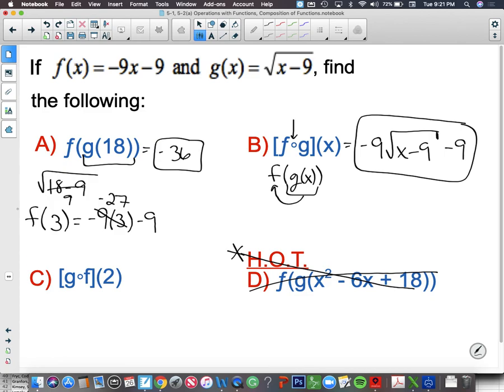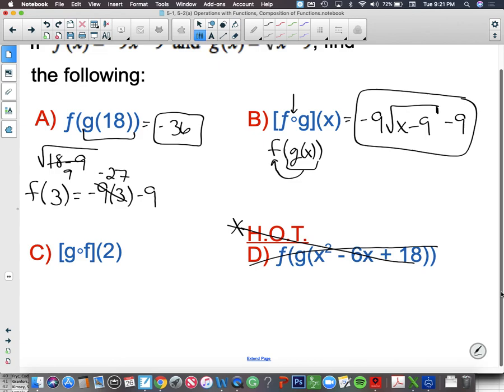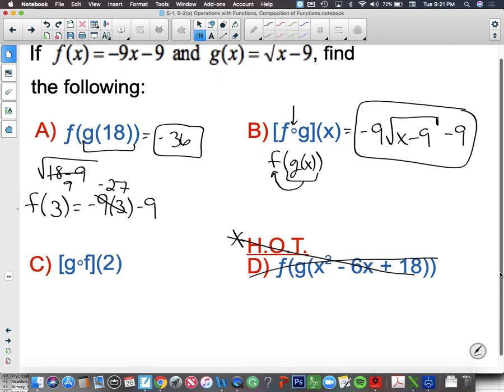And then the last one down below, C, we're doing g of f of 2. Okay, so remember that little dot operator there? That's just a different way to write it. So this would just be written as g of f of 2. Like that. So we do f of 2 first, and then we plug that into g. All right, f of 2 would look like this. So that would give me a negative 18 minus 9, so a negative 27. So that's what we're plugging into the g function here now.